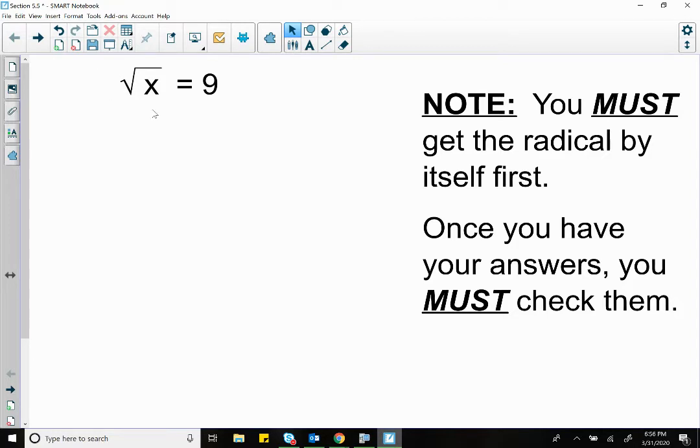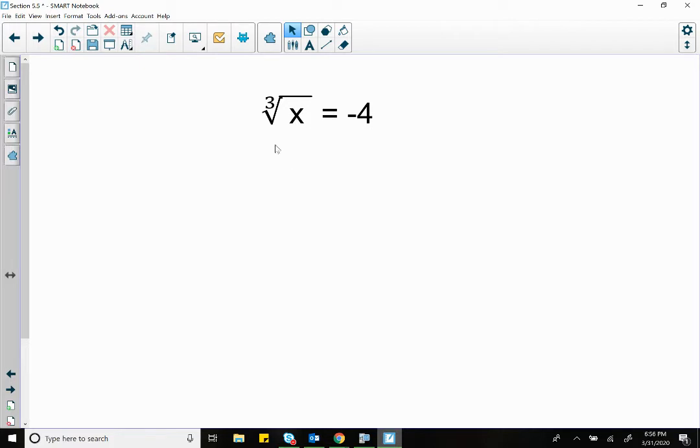Okay, let's look at some other ones real quick and figure out if the radical is by itself or not. So here's another one. Is my radical by itself? Absolutely. There is nothing else over here by the radical. It is equal to just a number. So this is good to go, like what we had a second ago. This radical is by itself. What about this one? If you said that the radical is not by itself, you are correct.